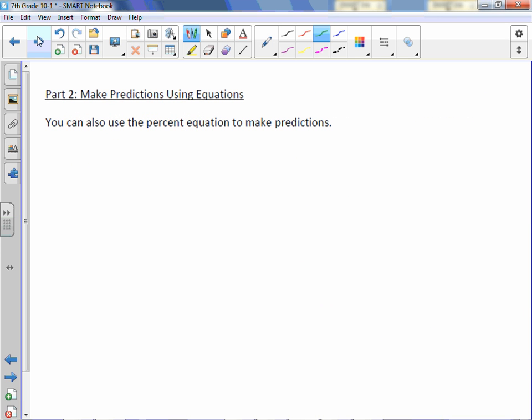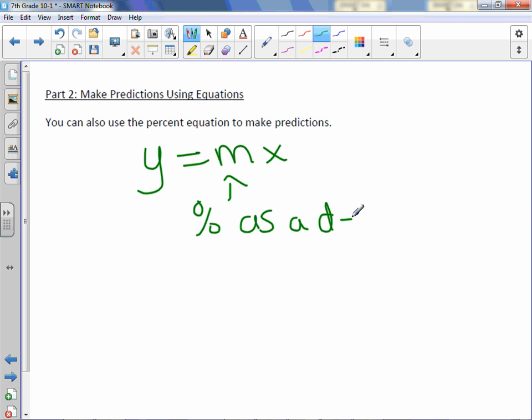You can also use the percent equation to make predictions. Your percent equation, and write this information right up on the top somewhere, is y equals mx, where m represents the percent as a decimal, and the x represents your total population. So we'll say total.